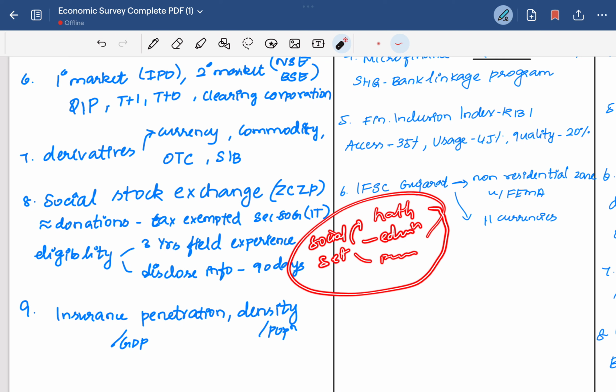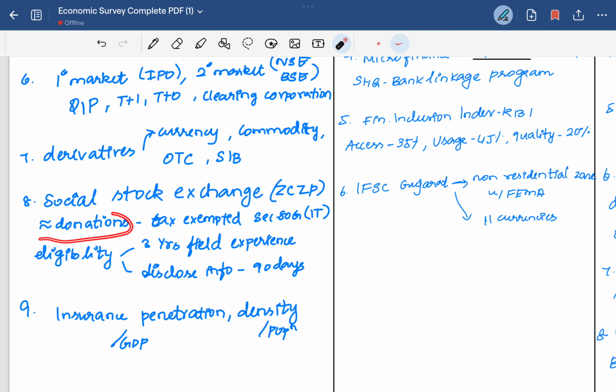These are some of the measures which get regulated through the social stock exchange. To say it simply, the donations which are made are tax exempted under Section 80G of the Income Tax Act. The eligibility for listing on the exchange is that they should have 3 years of field experience. For example, NGOs which are performing well in a particular field in the social sector should disclose their financial information within 90 days of their listing.